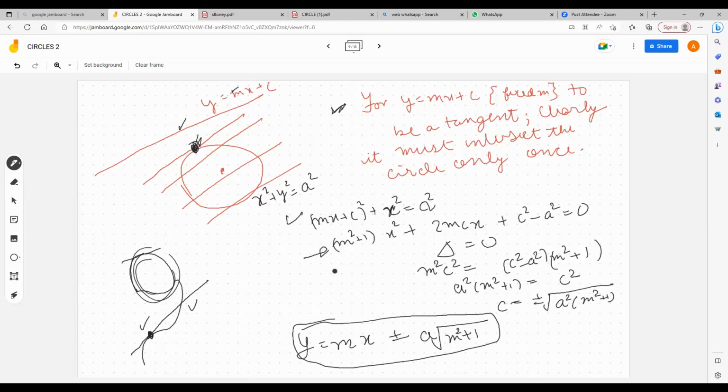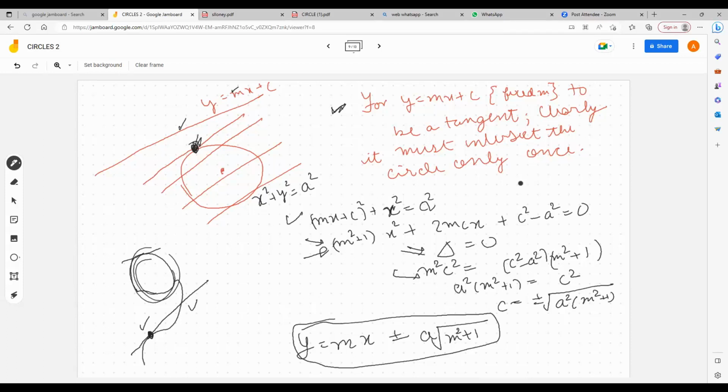Now this is a quadratic in x, and what we are saying is that the straight line intersects the curve at only one point. And if it is so, then the values of x should be only 1, and the value of x will be only 1 if and only if this equation is a perfect square. And for that, what we need is that the discriminant of this equation should be 0. What will be the discriminant? It will be 4m square c square minus 4 times c square minus a square into m square plus 1. Upon simplifying it, we get this.